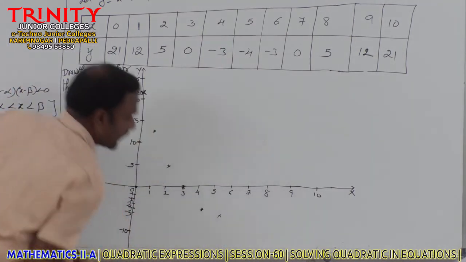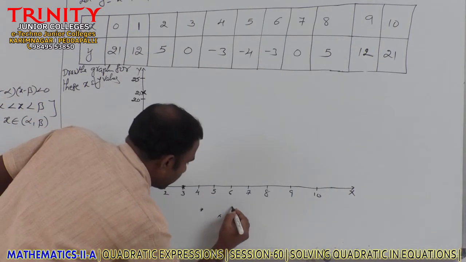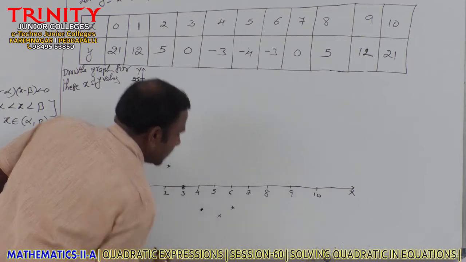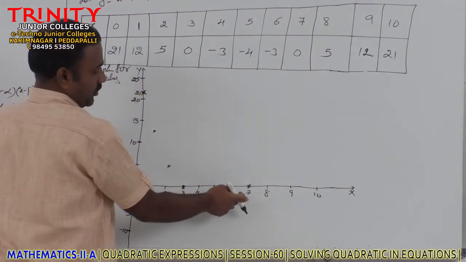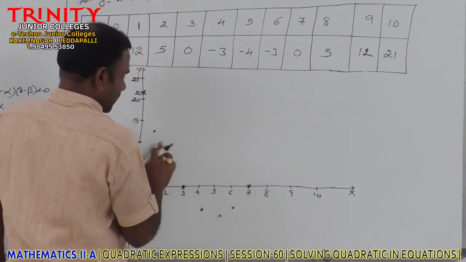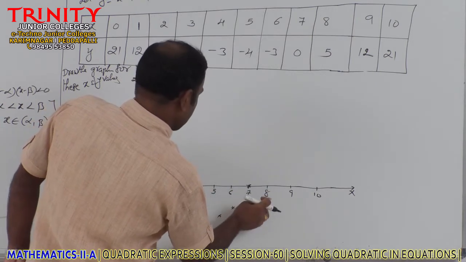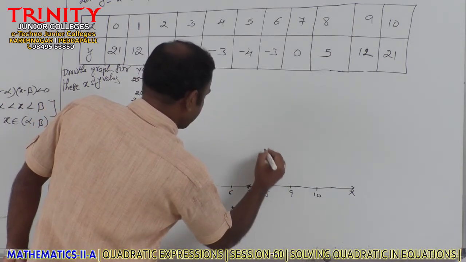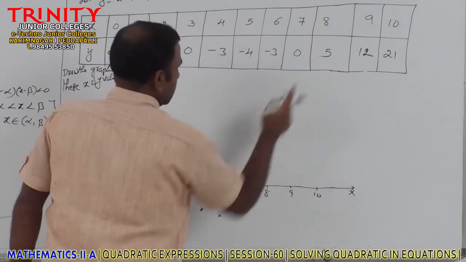Somewhere here. When x is equal to 6, the value of y is minus 3 again. When x is equal to 7, the value of y is 0. When x is equal to 8, the value of y is 5. When x is equal to 9, the value of y is 12.